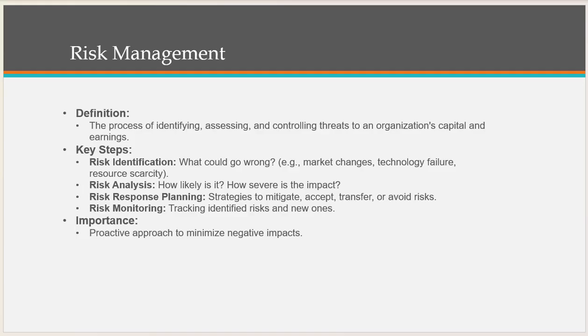Then we will assess how likely the risk is, what its impact is on the system, how it will affect the current process, and how it will affect the business. Then risk response planning: we will define the mitigation strategy. We will accept the risk, transfer the risk using different techniques, or avoid the risk, depending on what is suitable for that risk.